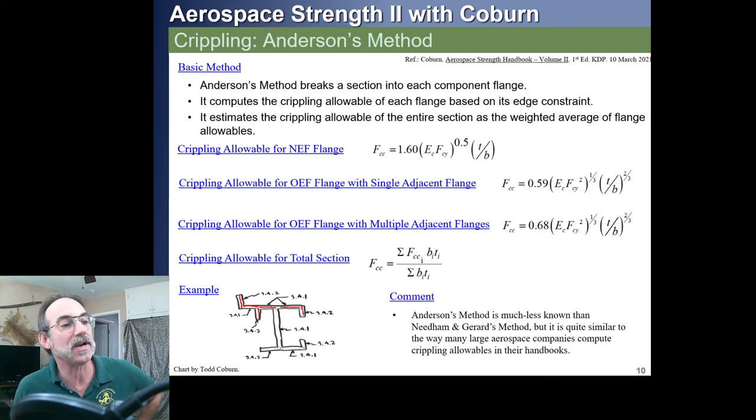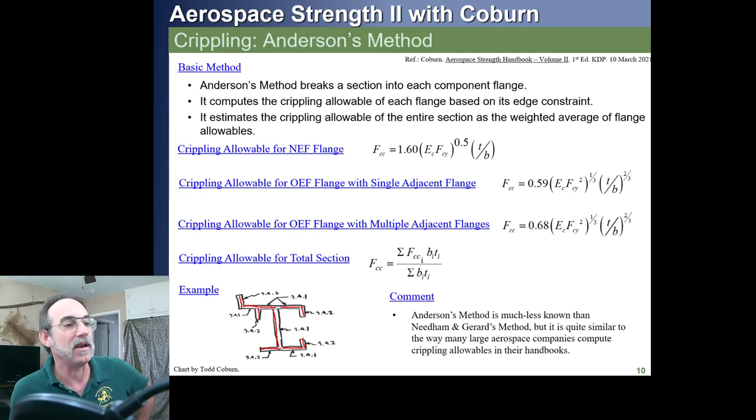This is one edge free with a single adjacent flange, that's our second equation. This one is no edges free, that's our first equation. This one is one edge free with two adjacent edges, so that's our third equation. This one has no edges free, that's our first equation. This one has one edge free with a single adjacent flange, that's our second equation.